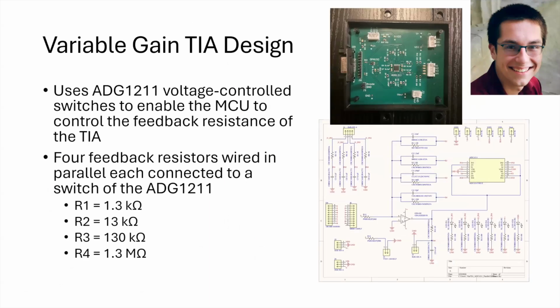For the power meter head from Thorlabs, we integrated this into a custom-made variable gain TIA, which has 4 stages, each with a gain of 10x the previous stage. And we use the ADG1211 voltage controlled switch to adjust the gain in the feedback of the TIA.